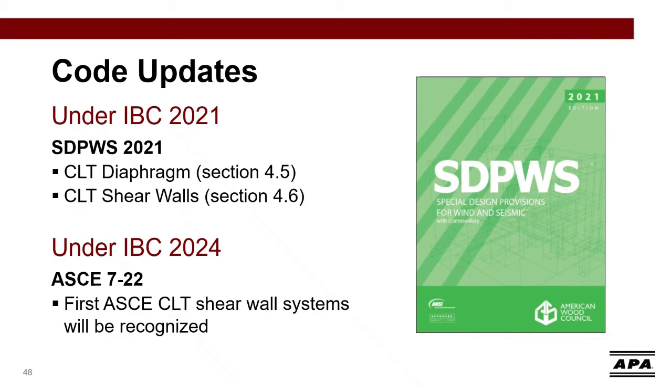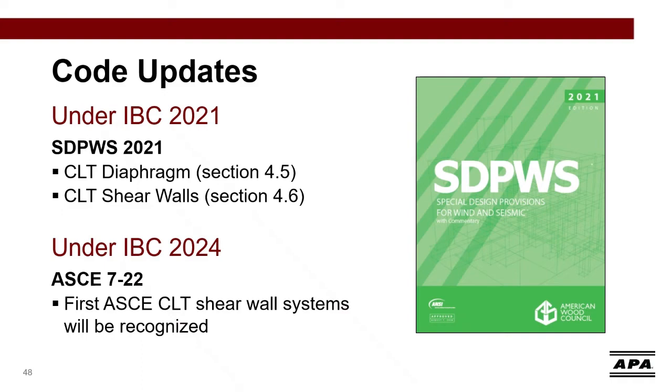Now let's get into code updates pertaining to the lateral system. The 2021 IBC references the 2021 Special Design Provisions for Wind and Seismic, also commonly referred to as SDPWS, which recognizes the use of CLT as a lateral force resisting element. Section 4.5 covers the design of CLT diaphragms, and Section 4.6 covers the design of CLT shear walls.